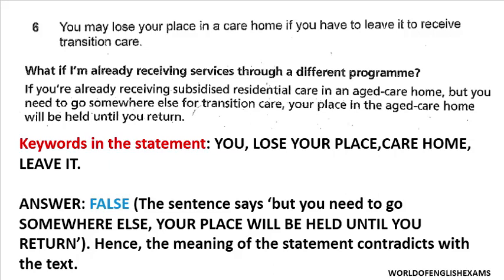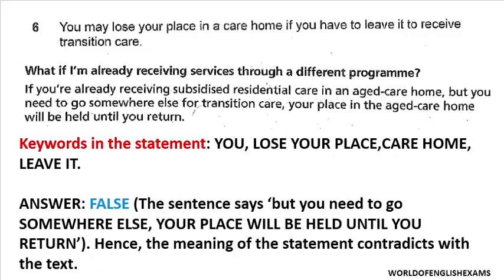Now here comes the context. But you need to go somewhere else for the transition care. Your place in the aged care home will be held until you return. Will be held is nothing but it will be safeguarded. So you are not going to lose your place. So that is what is clearly mentioned in the text. But what is given in the statement is that you may lose your place, but here it is telling your place will be held. So will indicates a compulsion, so definitiveness. So definitely your place will not be lost. So hence the answer is false.